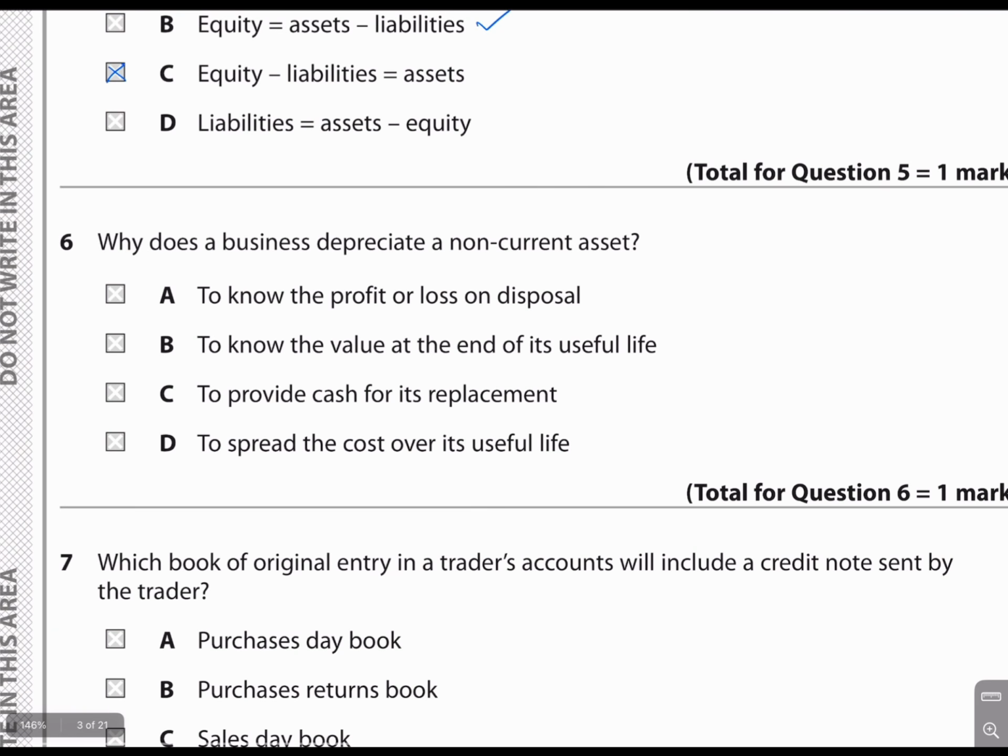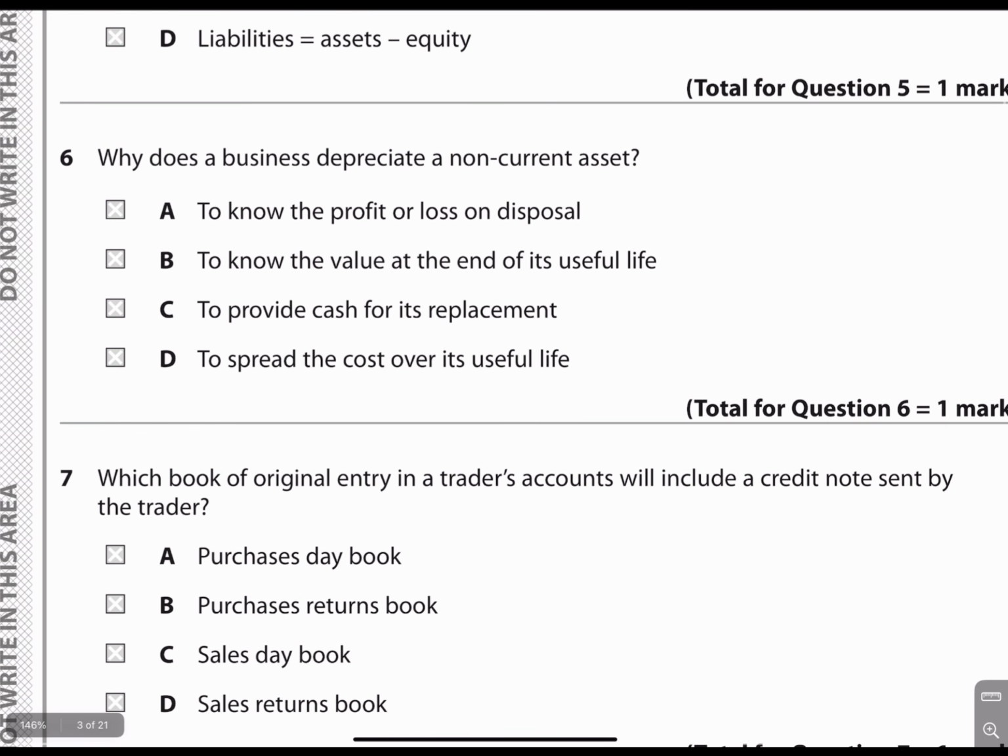On number 6, why does a business depreciate a non-current asset? We know that they do depreciate it to spread the cost over its useful life, right? So option D is the right one here.